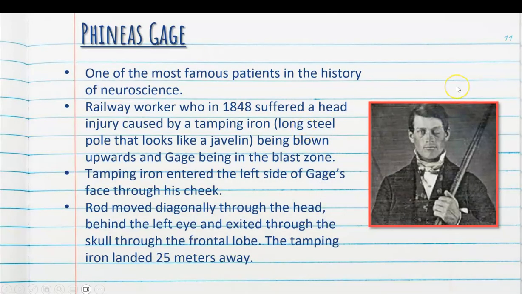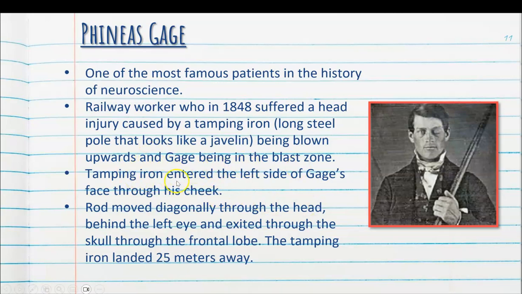We also have the very famous story of Phineas Gage. So he's one of the most famous patients in the history of neuroscience. So he was a railway worker who in 1848 suffered a head injury caused by a tamping iron, so a long steel pole that looks like a javelin. It's a little bit shorter than a javelin, but it's got the same sort of shape, being blown upwards and Gage being in the blast zone.